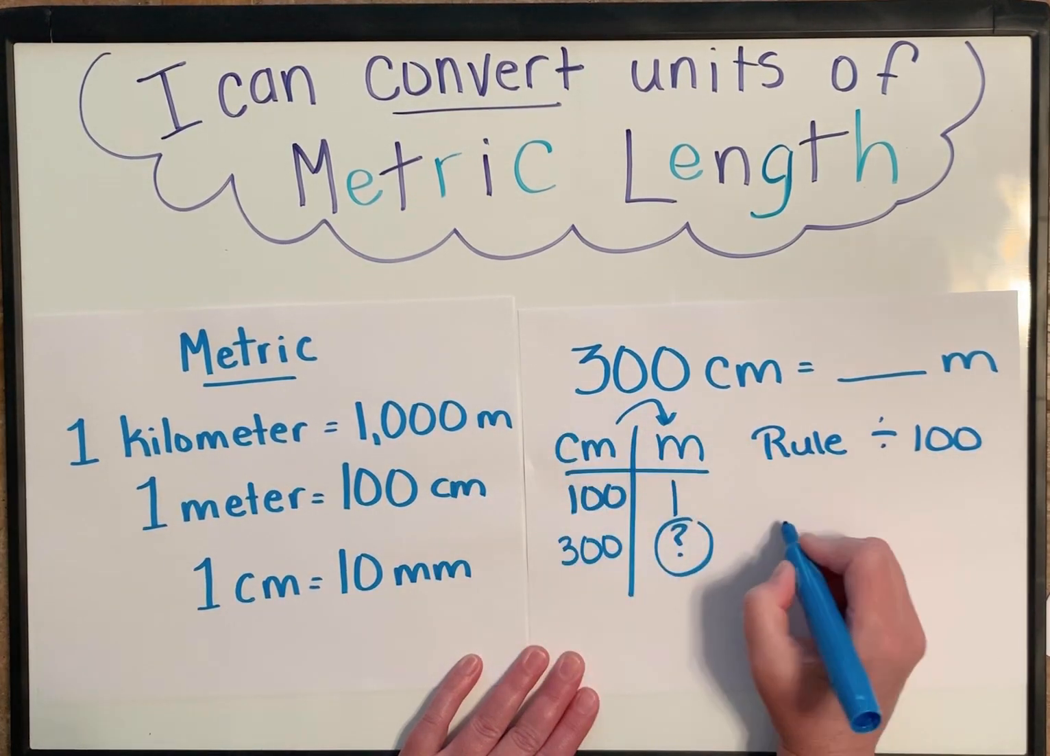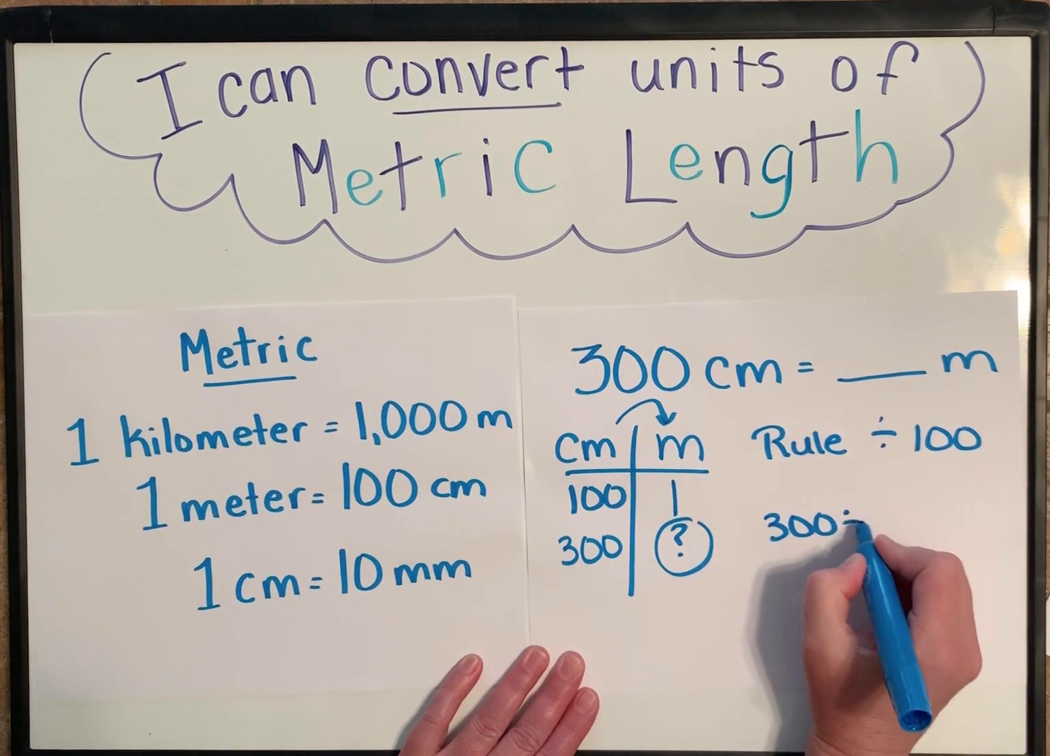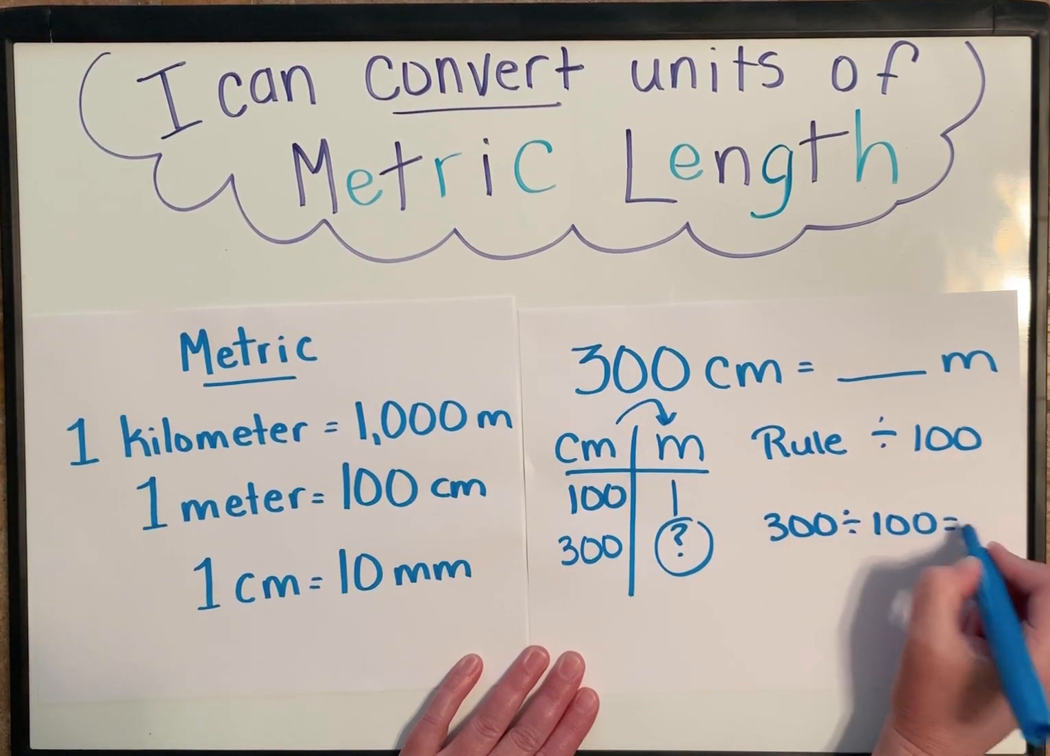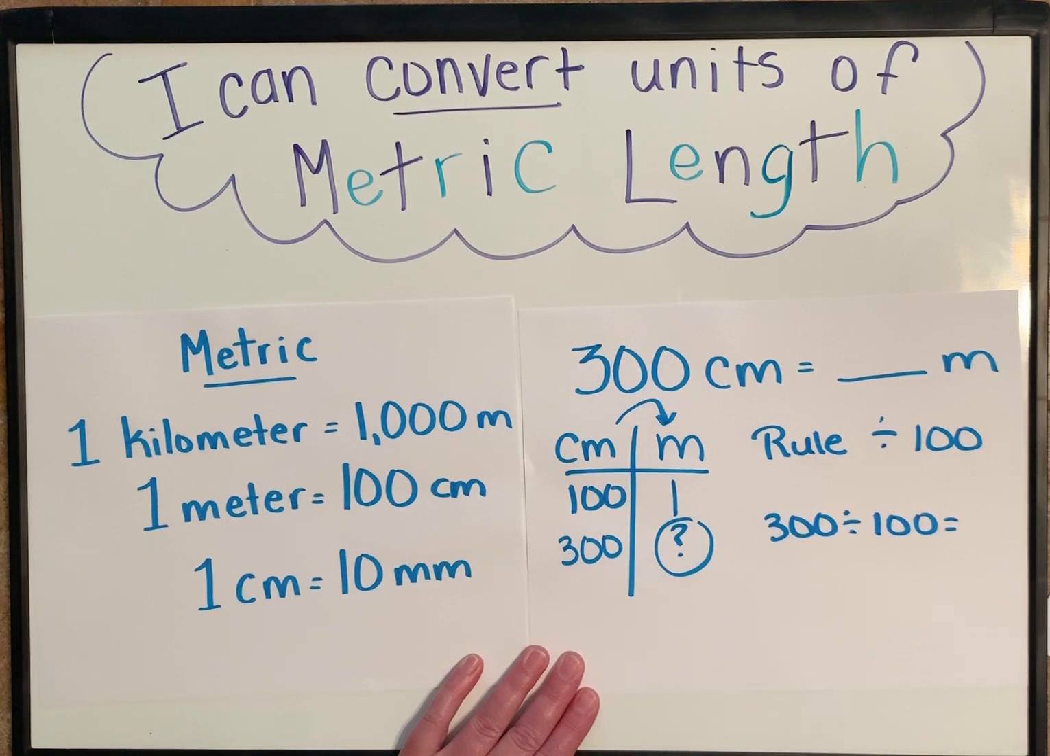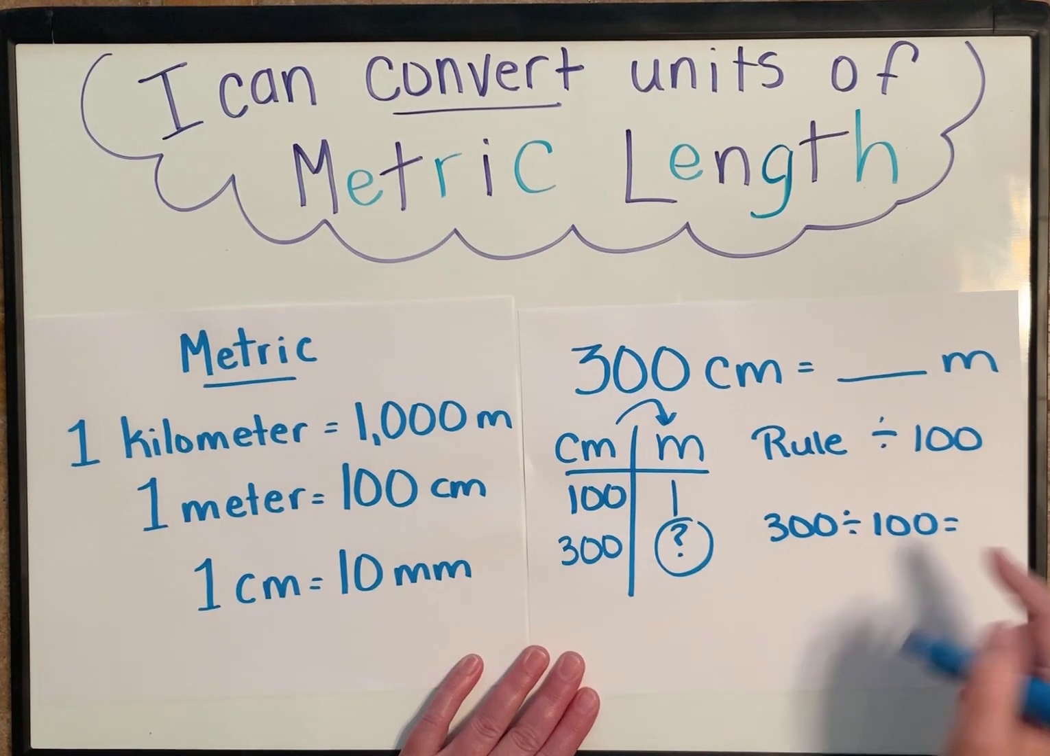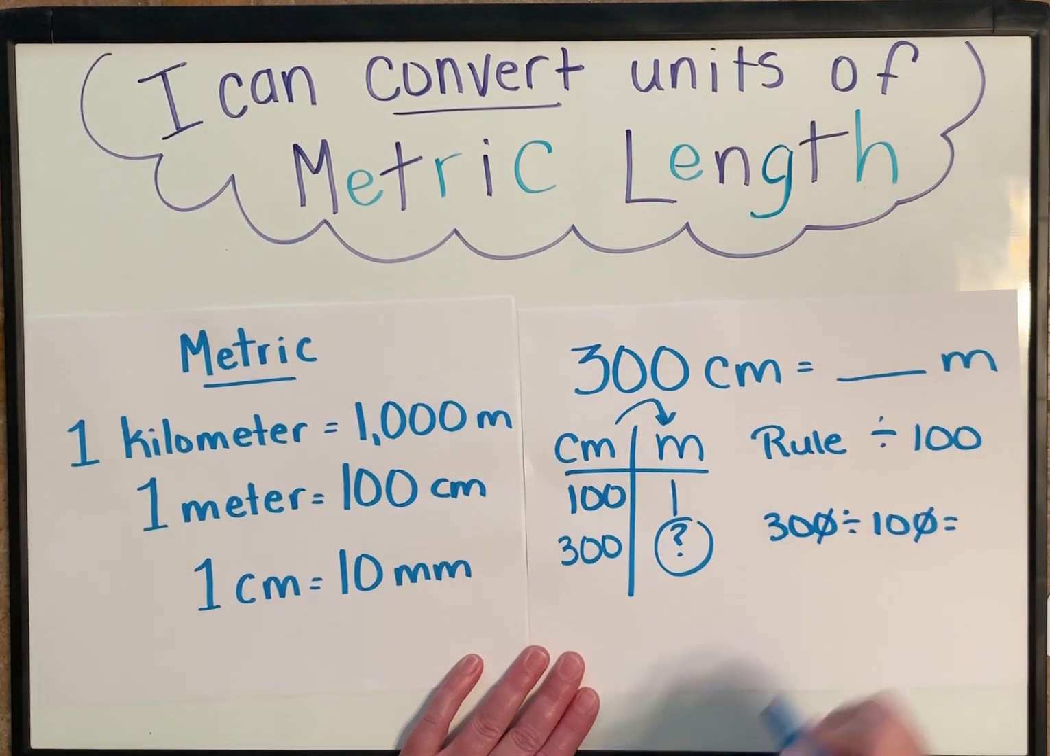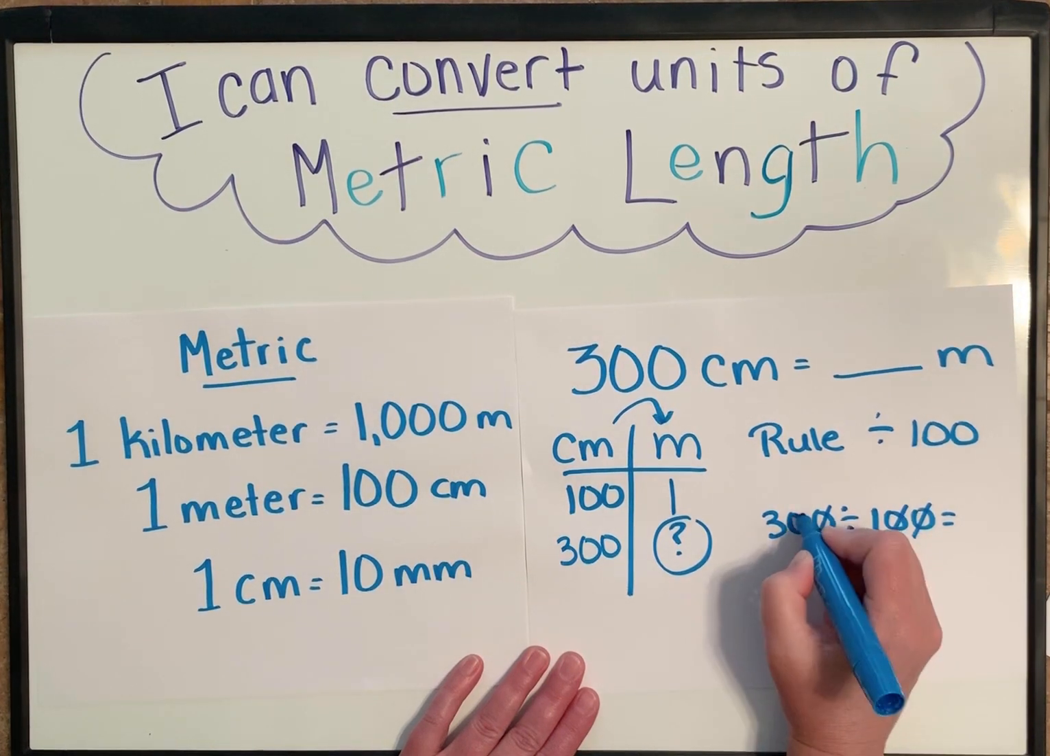So you take your 300, divide by 100. I can use my powers of 10 rule. I can cancel out zeros that match each other.